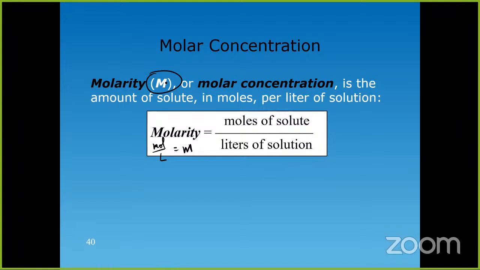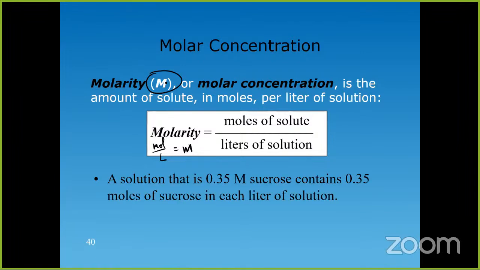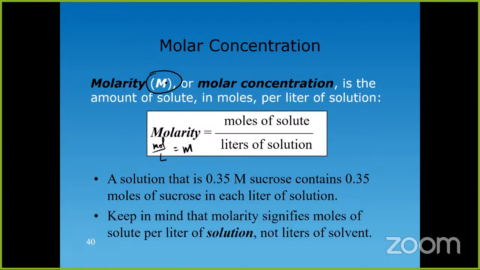So that's molarity. There are other ways of expressing concentration as well. For those of you who plan to do Chem 2, you're going to learn some more, but this would be the most common way of expressing the concentration of a solution. So for example, if you're told that a solution of sucrose is 0.35 M, what that means is that for every liter of that solution, the amount of solute present is 0.35 moles. So therefore, the molarity is 0.35 moles per liter, all right?